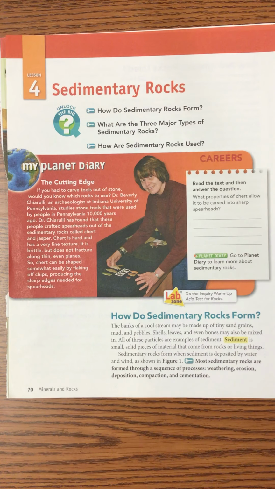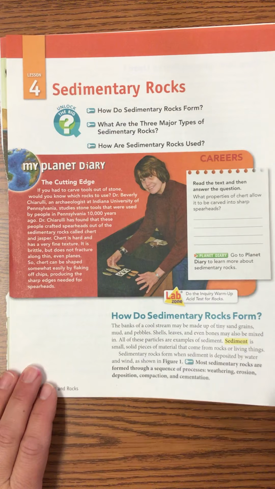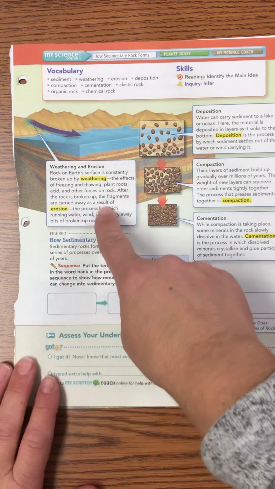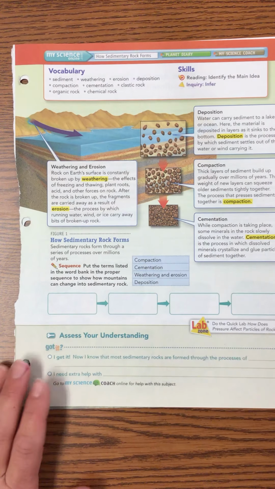Sedimentary rocks form when sediment is deposited by water and wind, as shown in Figure 1. Most sedimentary rocks are formed through a sequence of processes: weathering, erosion, deposition, compaction, and cementation. These are what we just talked about, all of these ways.